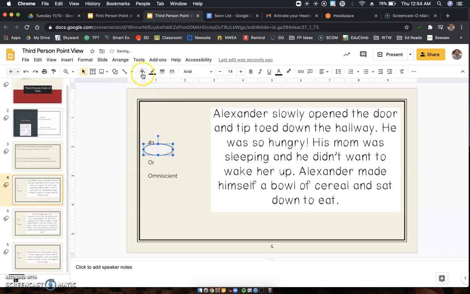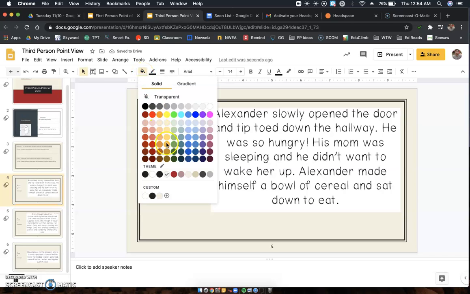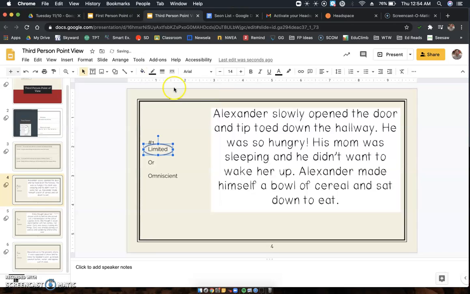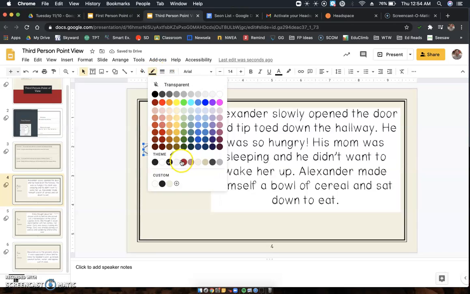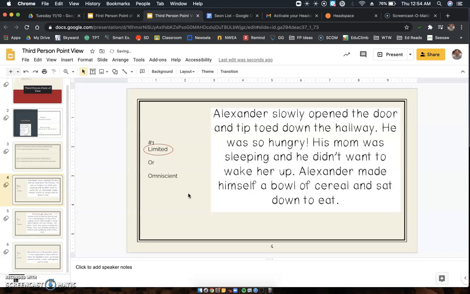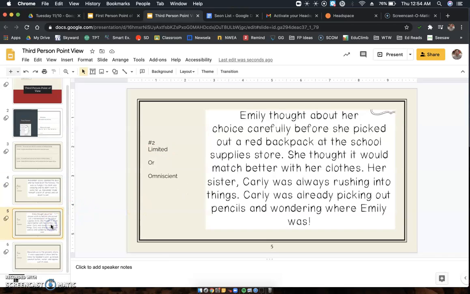All right. I'm going to go back up here to the fill color. Change that. I'm going to change the border color too because it's kind of boring. There we go. So this first one here, this is limited. What I want you to do is I want you to go on and I want you to do these next two on your own. Okay? If you have any questions, please let me know.